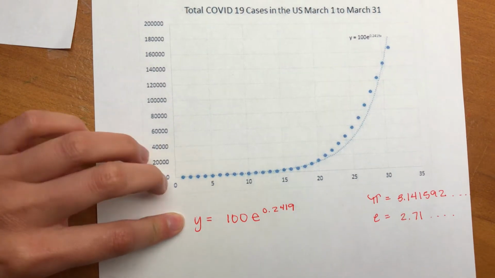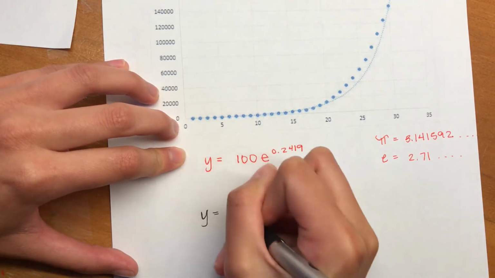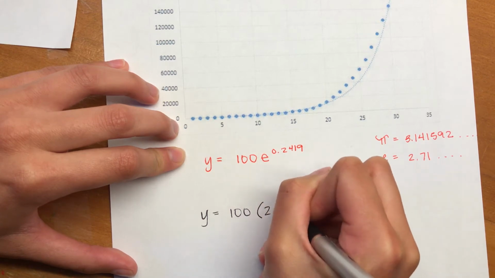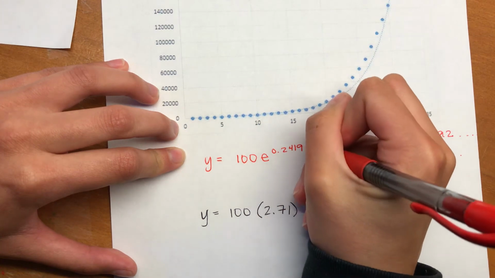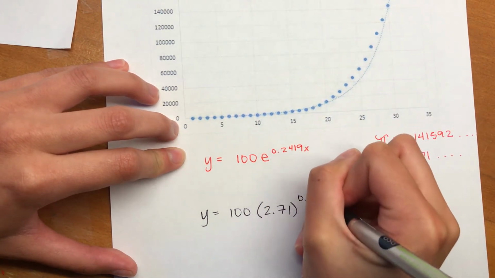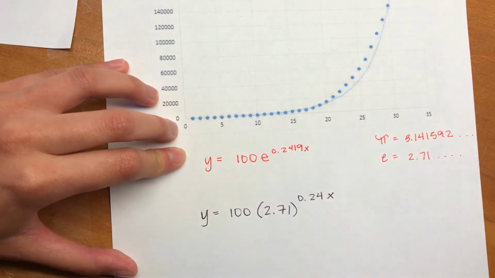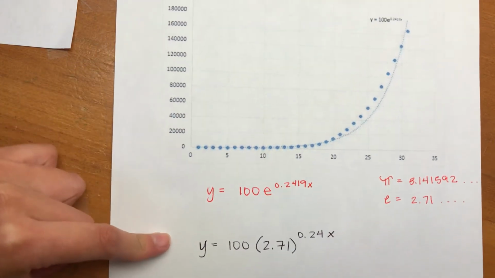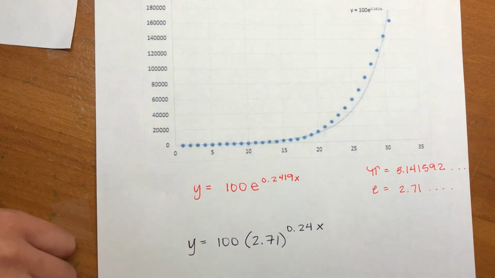Okay, so I'm rewriting this equation as y equals 100, and I'm going to say 2.71. Oh, and I forgot the x up here. Whoops. And I'm going to round to 2.4x. Okay? So what we're going to do is identify the parts of this exponential function.